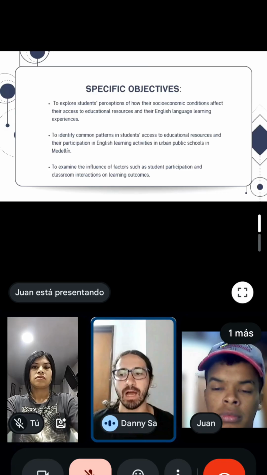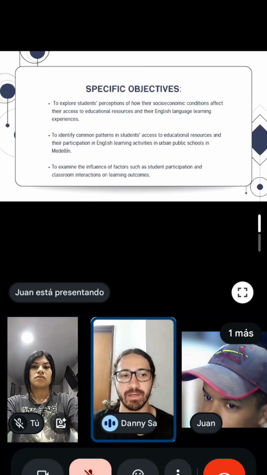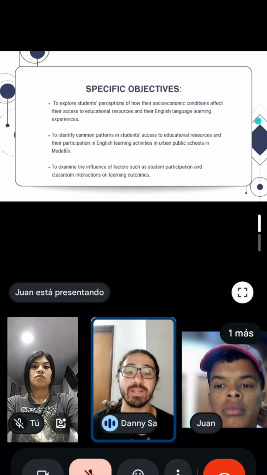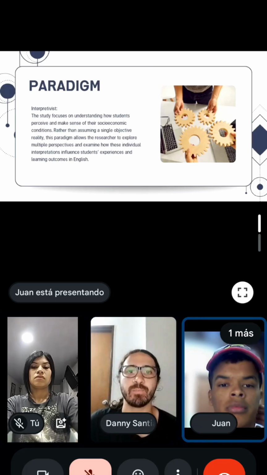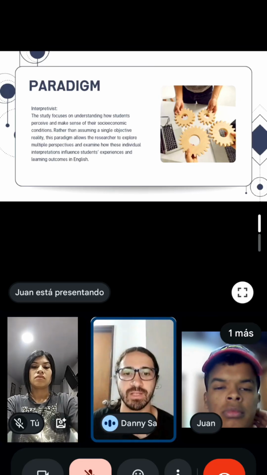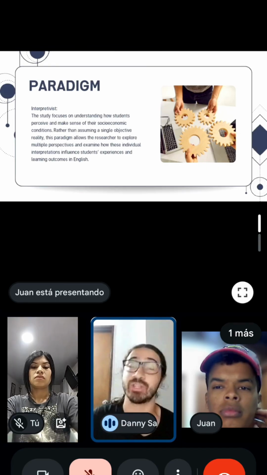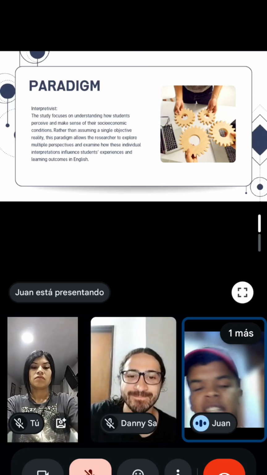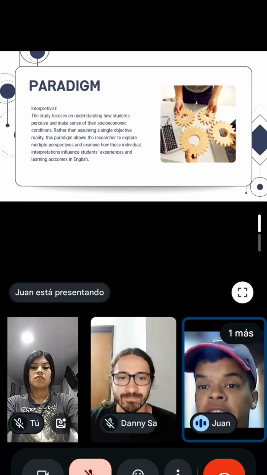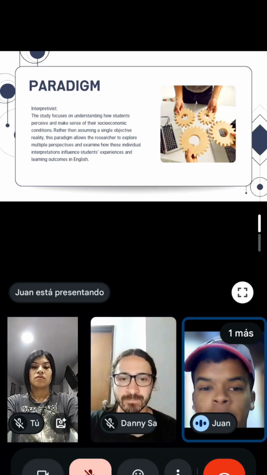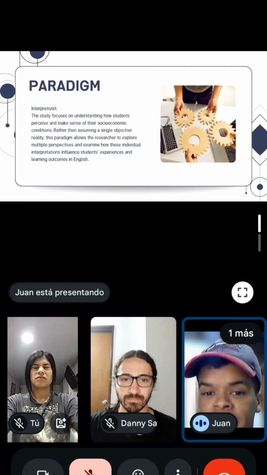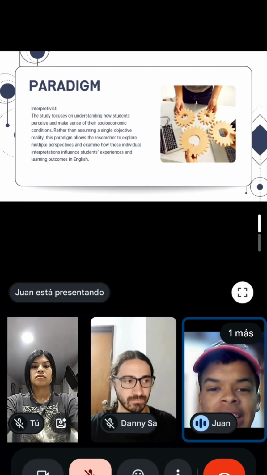Based on our research question, main objectives and specific objectives, Juan Manuel is going to present the paradigm that we are going to use in our research. So, Juanma, go ahead, please. Okay, thank you very much, Danny, for your contribution. Well, as Danny has stated previously, our research approach is going to be the interpretivist.